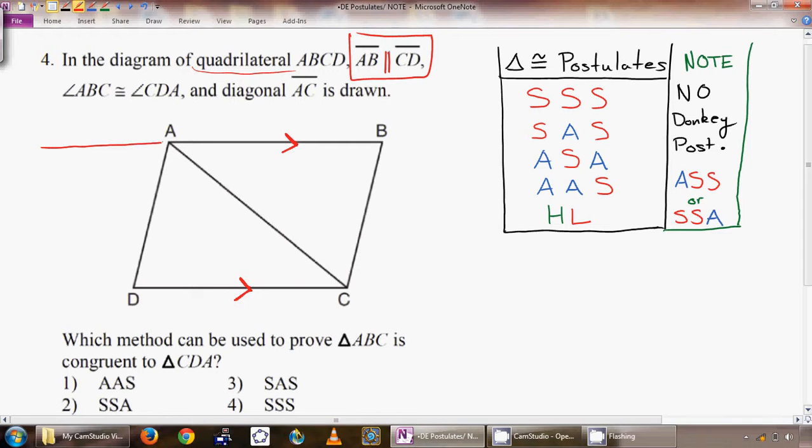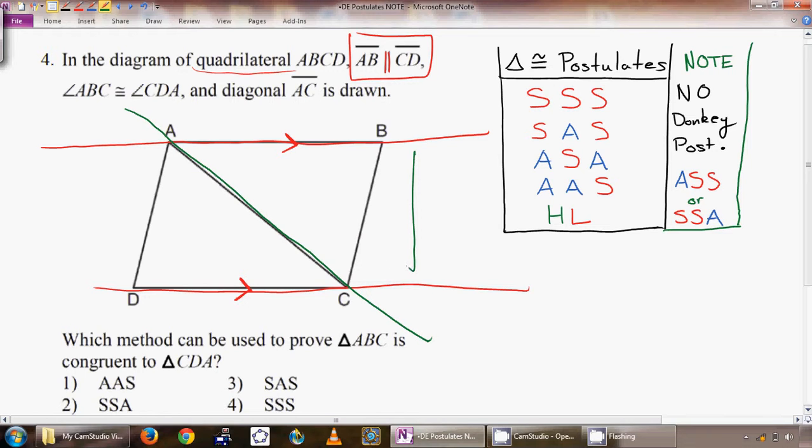I'm going to extend them. Parallel lines. And if you look at that diagonal AC, that's our transversal. Whenever we have parallel lines cut by a transversal, we know that these alternate interior angles, look for that Z, I'll do it in blue, look for that Z, and then these angles here will be congruent.